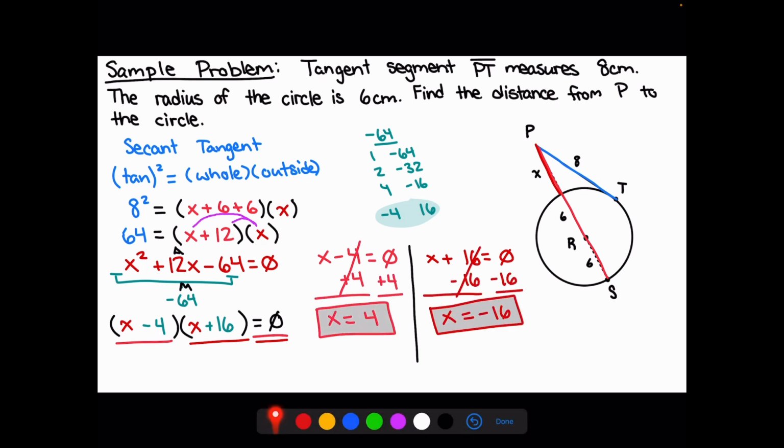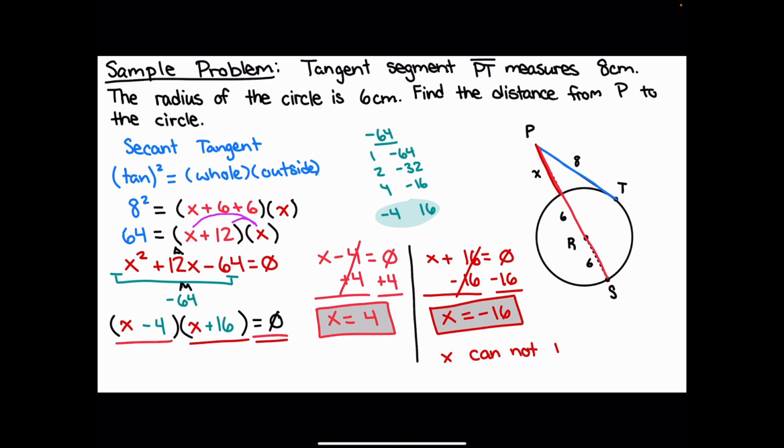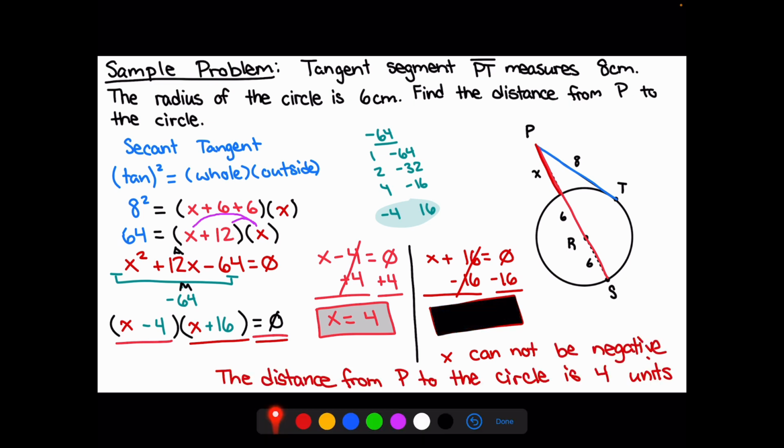So that brings us to the question, what is the length from P to the circle? Well, it needs to be a positive answer because it's a distance. So x equals negative 16 doesn't work. It cannot be negative. So therefore, x equals 4 is the only other possible answer.